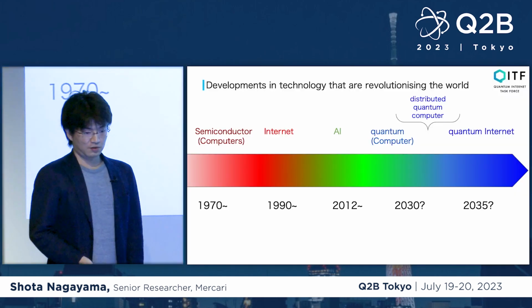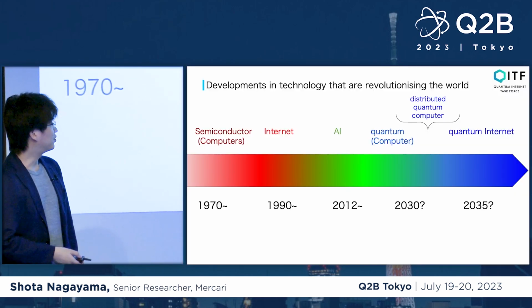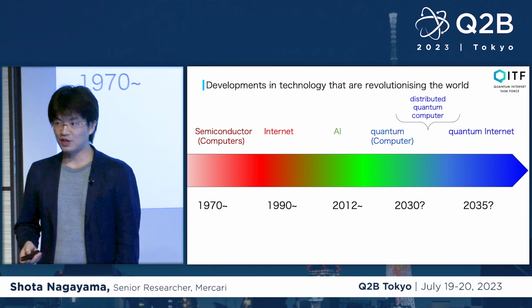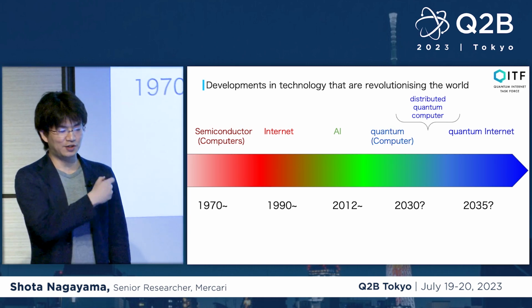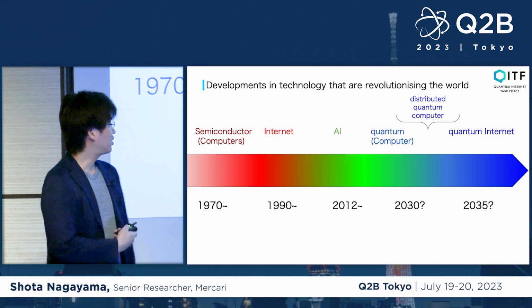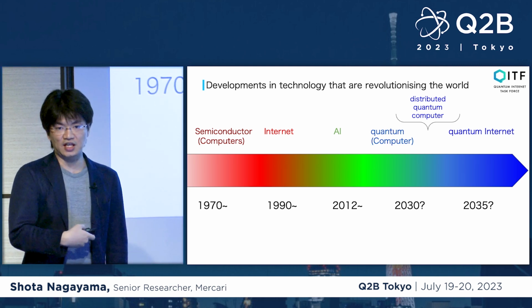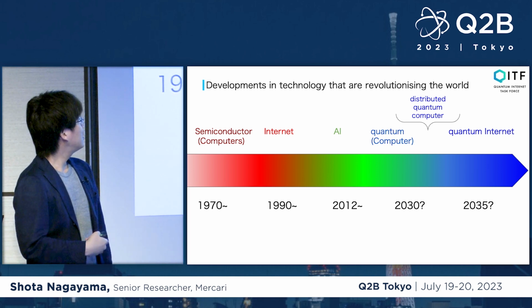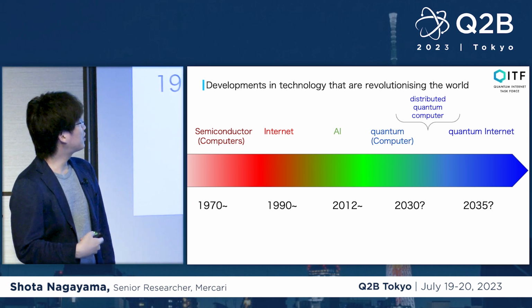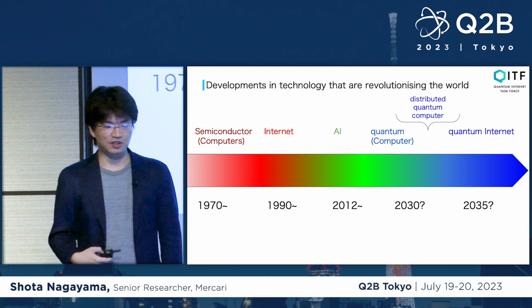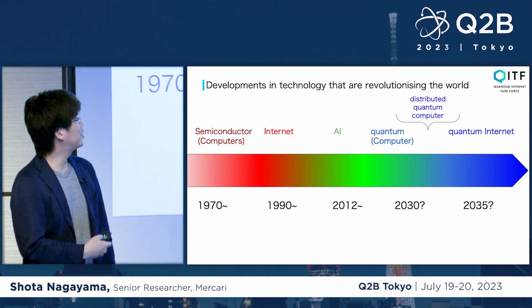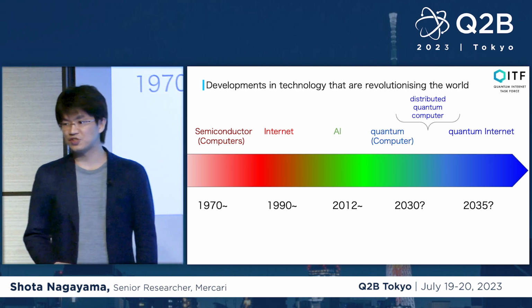Today, my presentation is titled Vision to the Quantum Internet. Looking back at the history, the current computer is based on semiconductors, and then the internet emerged and all the computers were connected and data has accumulated. Various data has accumulated on the internet, and now AI is being developed. And now we are at the turning point.